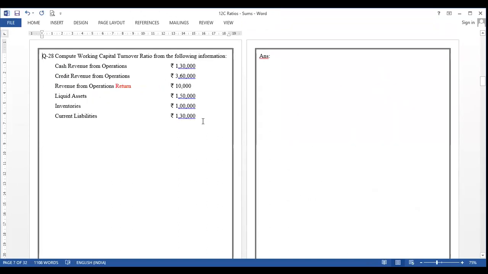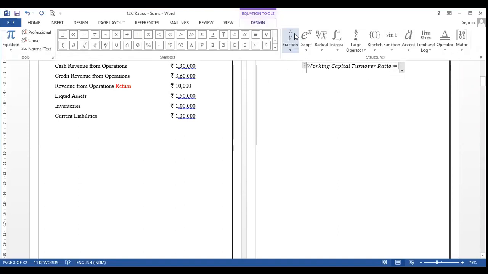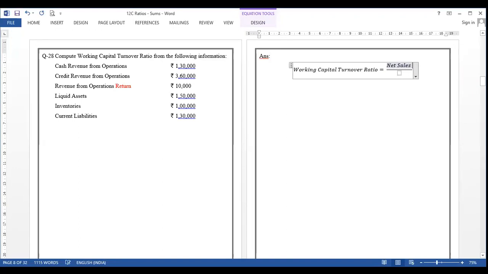Now this is the working capital turnover ratio. The first thing I would like to know is the formula. What is the formula for working capital turnover ratio? Sir, it is net sales upon net working capital. That's very correct. Working capital turnover ratio is equal to net sales, that is net revenue from operations, upon net working capital.